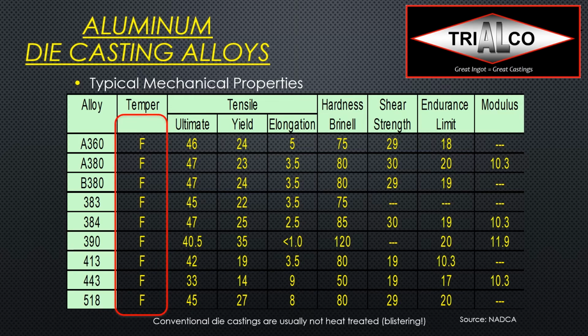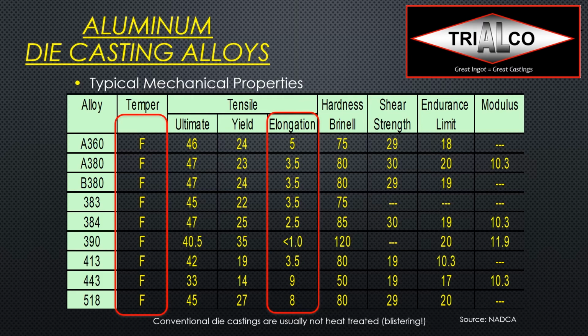If you heat treat, the alloy will get soft and the bubbles will start expanding, and that's what gives us this phenomenon called blisters. And all of them have therefore very low elongation. These are numbers from NADCA. I would say that normally in an A380, you will not see necessarily 3.5% elongation. You might see 1 or 1.5, maybe 2%.